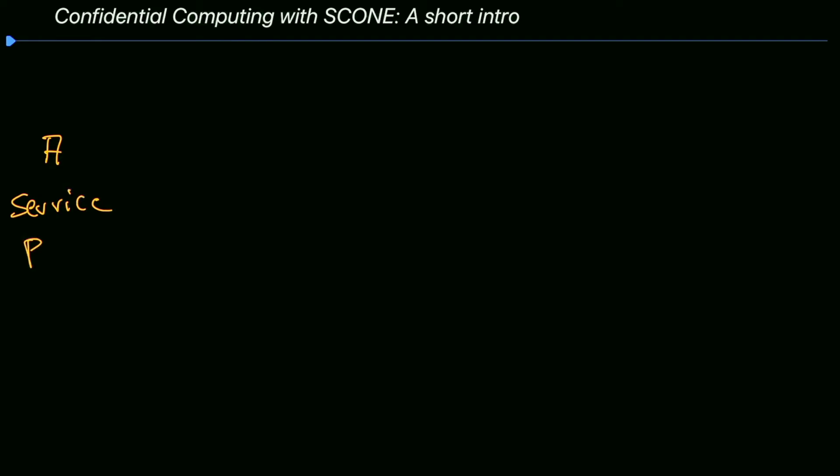Hi, this is a short introduction to confidential computing with SCONE. In SCONE, we provide what we call application-oriented security. So in this context, we assume we have a service provider. Let's call her Alice. So Alice is a service provider, and she operates an application.